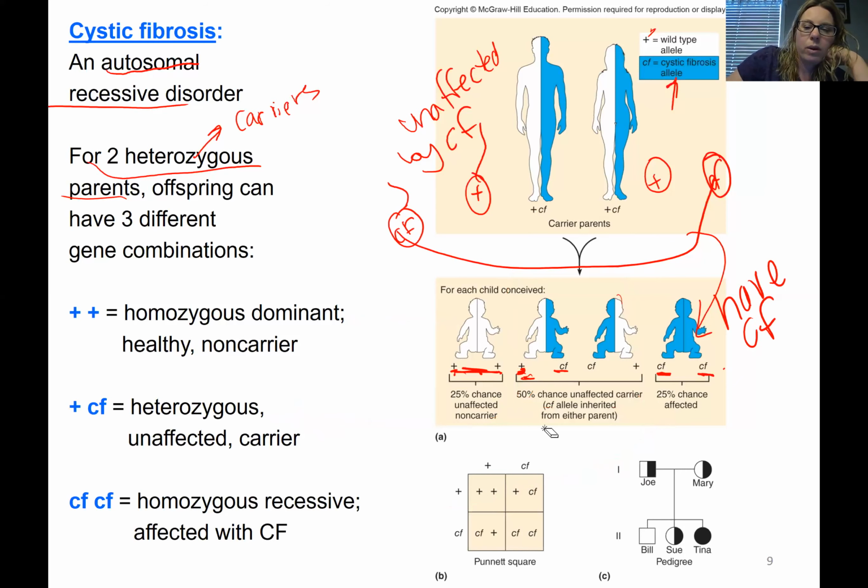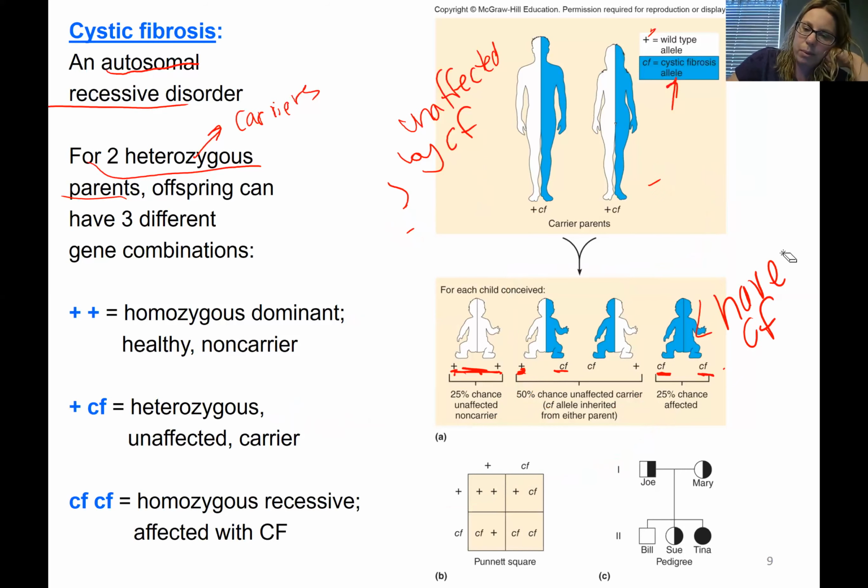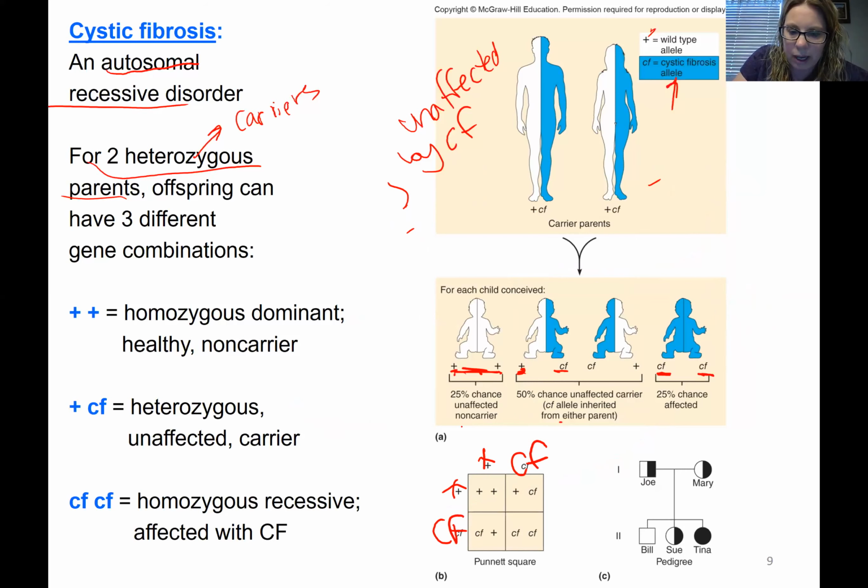Okay. Another way that you can look at this is using a Punnett square. So if we have mom here on the top, she has a plus allele and a CF allele. Dad has a plus allele and a CF allele. So these are the possible gametes from mom and from dad. And if we look at those combinations, this is just another way to look at it in a Punnett square. You put the 2 pluses in here, a plus and a CF here, plus CF here, CF, CF.